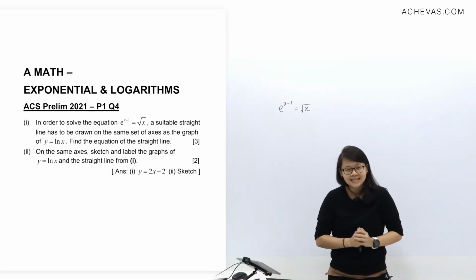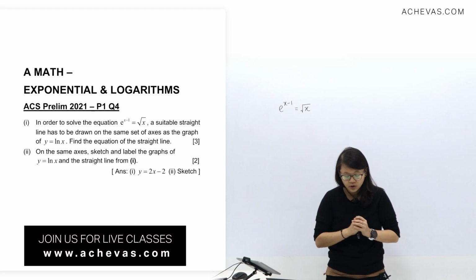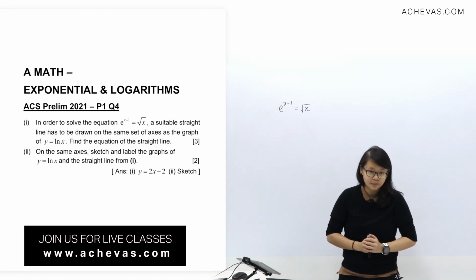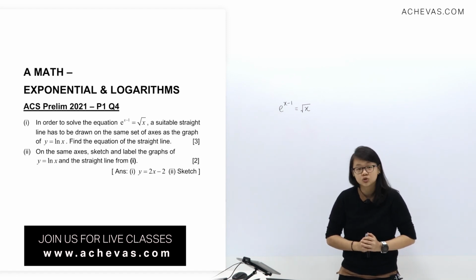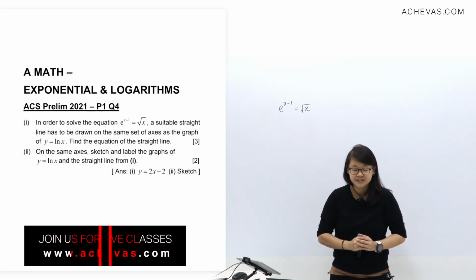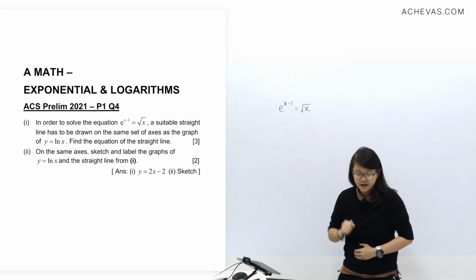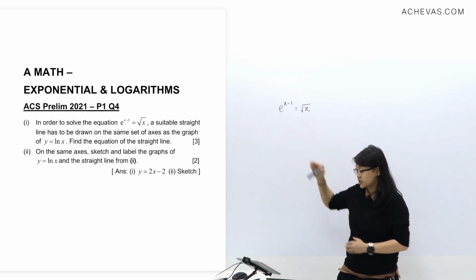Now let's take a look at ACS Prelim 2021 Paper 1 Question 4. In order to solve the equation e raised to the power of x minus 1 equals square root x, a suitable straight line has to be drawn on the same set of axes as the graph of y equal to ln x. Find the equation of the straight line.